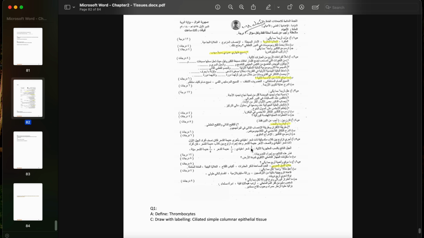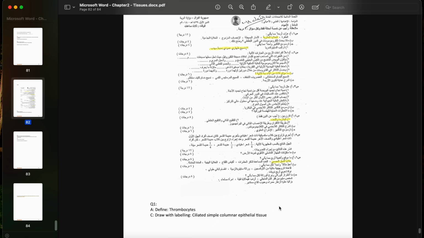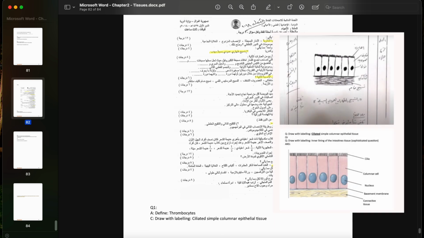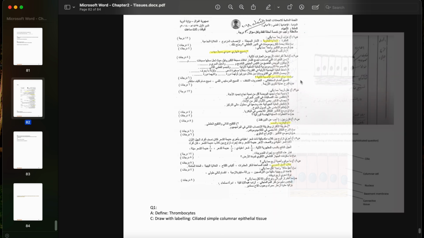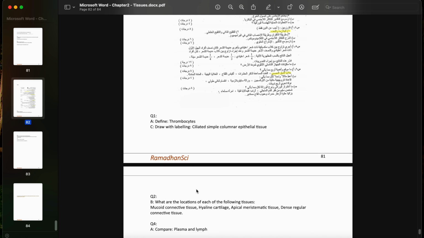And also in question 1C, they're telling you to draw with labeling the ciliated simple columnar epithelial tissue. In question 2, the question is, what are the locations of each of the following tissues?